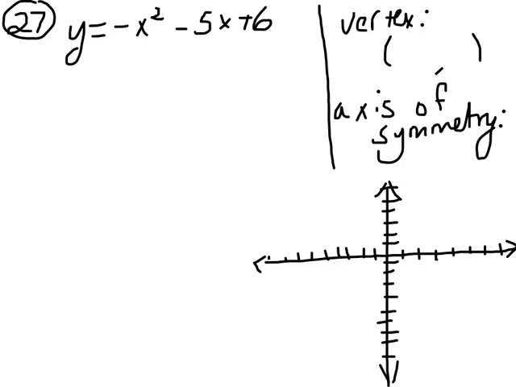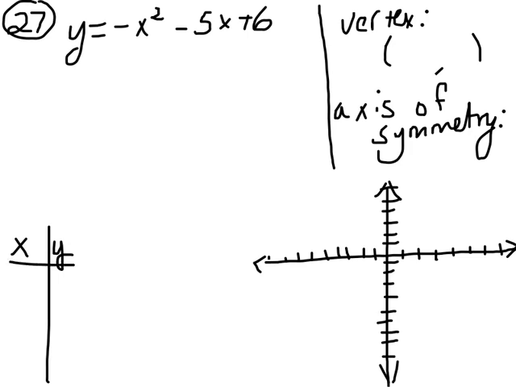Okay, this is section 8.8, problem 27. I picked it because it had a negative out front, and I really wanted to make sure we did one like that. First step, again, they ask us to find our vertex and the axis of symmetry, and then use those and at least 4 other points to graph, okay?